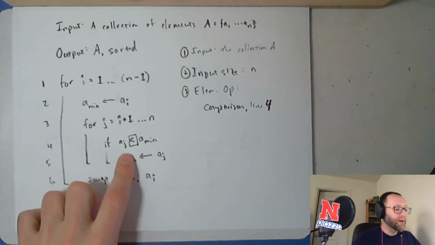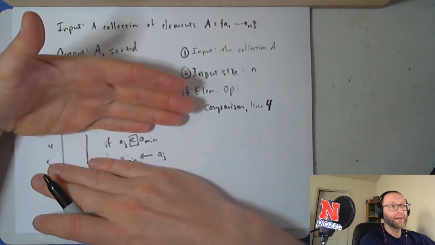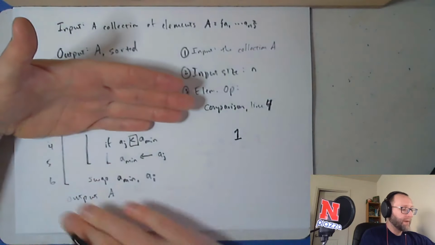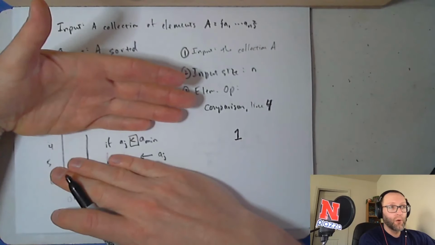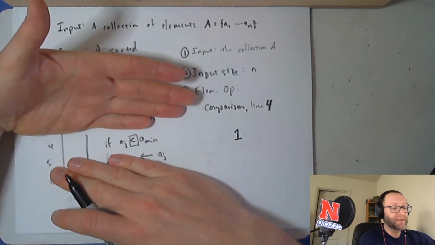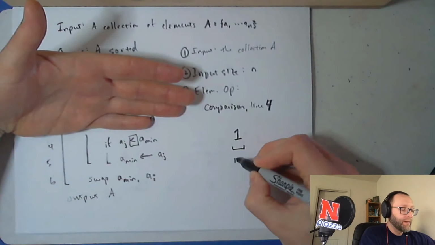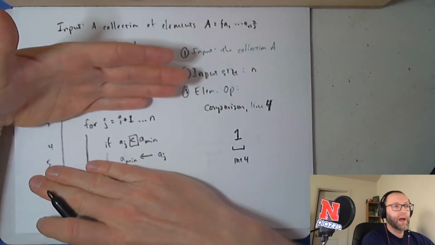So how many comparisons are executed on line 4, just looking at line 4 in isolation? Well, there's only one comparison. If I just look at line 4 in isolation, then I'm ignoring the loops. I'm ignoring the fact that this is nested inside of a loop. And I'm saying that there's one comparison on line 4. Okay? Now let's expand this out a bit.